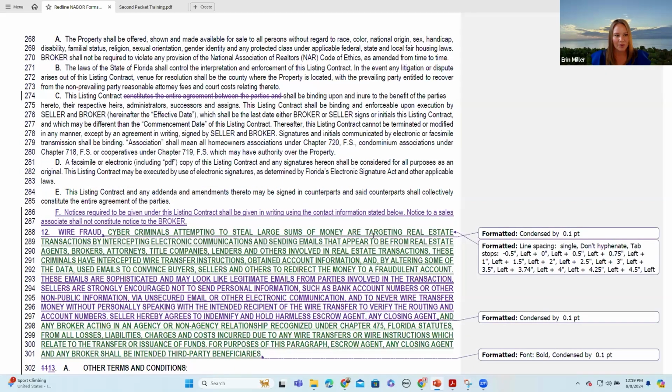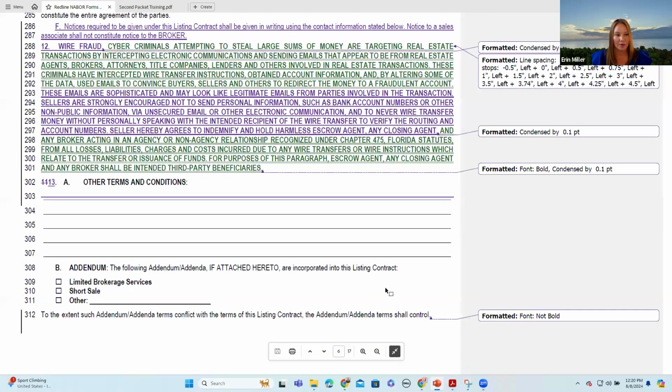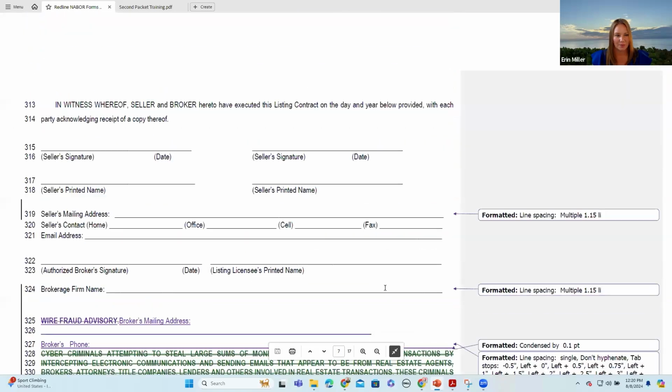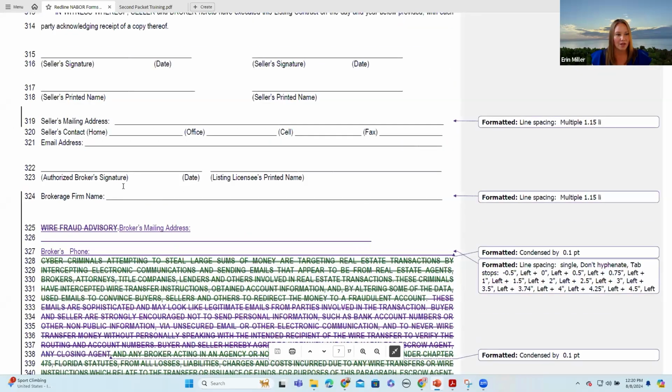This impacts our brokers. It says notices required to be given under this listing contract will be given in writing, not text message, using the contact information below. And also notice to a sales associate will not constitute notice to the broker. So what we've added below, I'm going to scroll on down so we can see what we're talking about. We've added not just the brokerage firm name, but also the broker's mailing address and the broker's phone number.